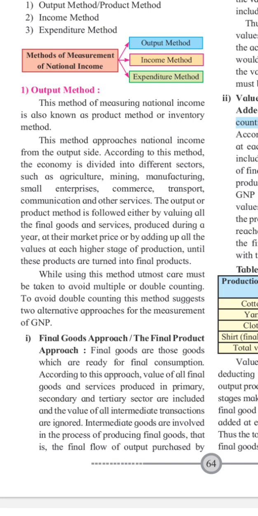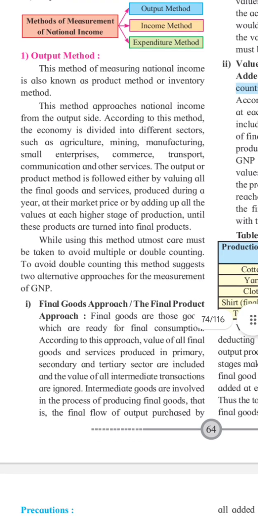In this we have two approaches, that is the final goods approach and the value added approach. So the final goods approach is key. Final goods are those goods that are ready for final use by the consumers. Example, a shirt purchased by a customer is a final good because it is ready to use.